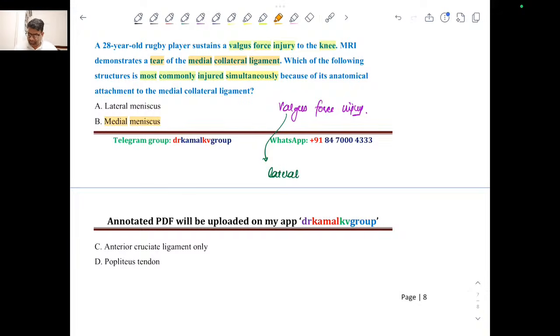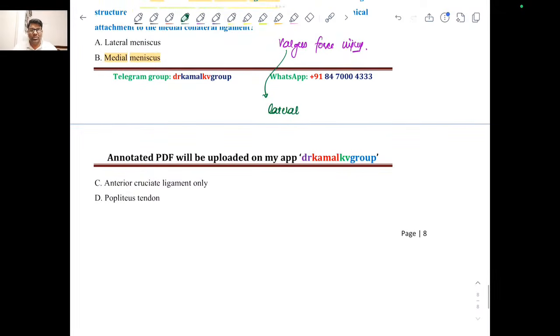Okay, so this is enough for today's session. Tomorrow I'll take a few more questions of anatomy with some PYQs of anatomy from head and neck, brain and other regions of anatomy, right?